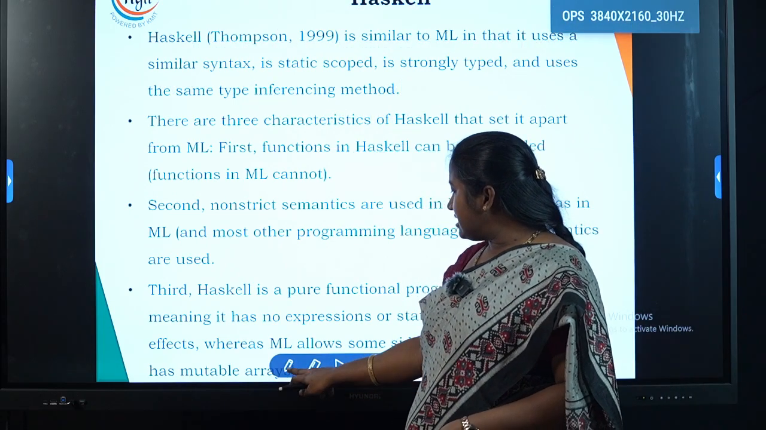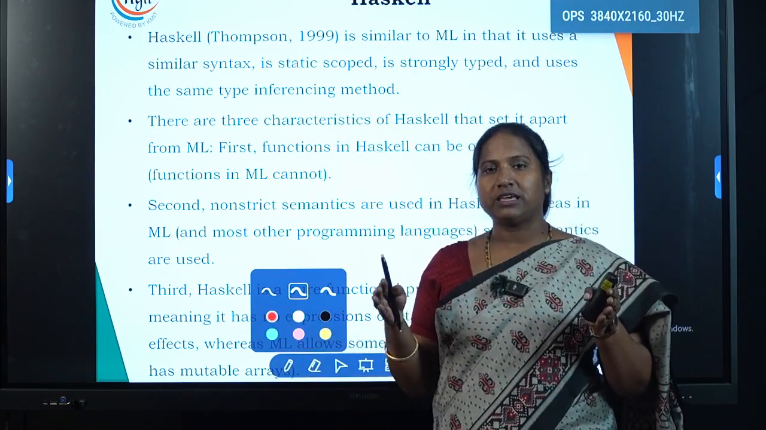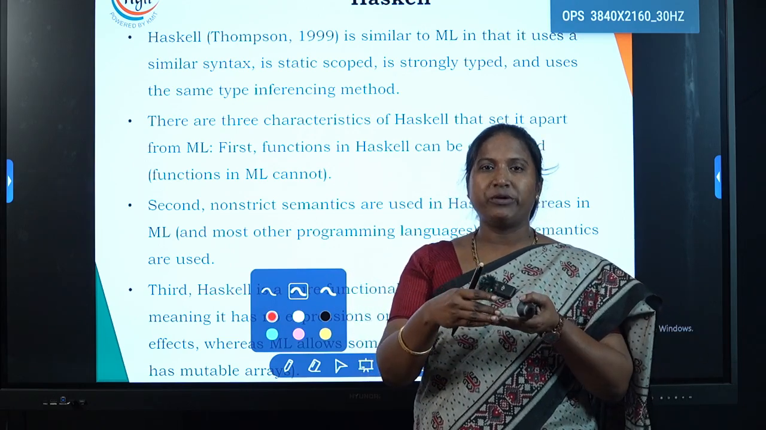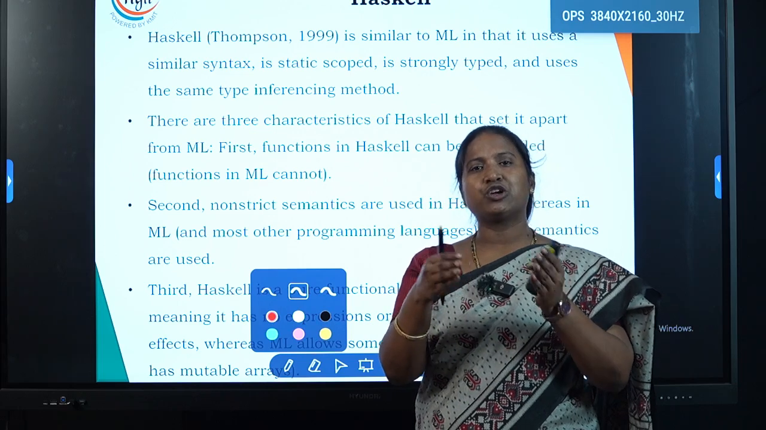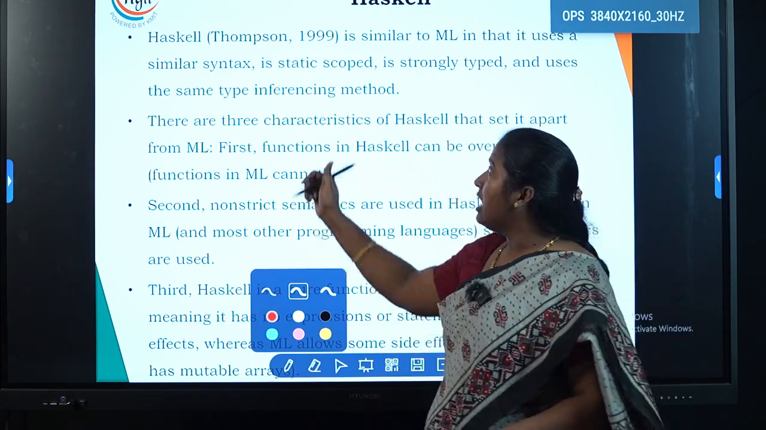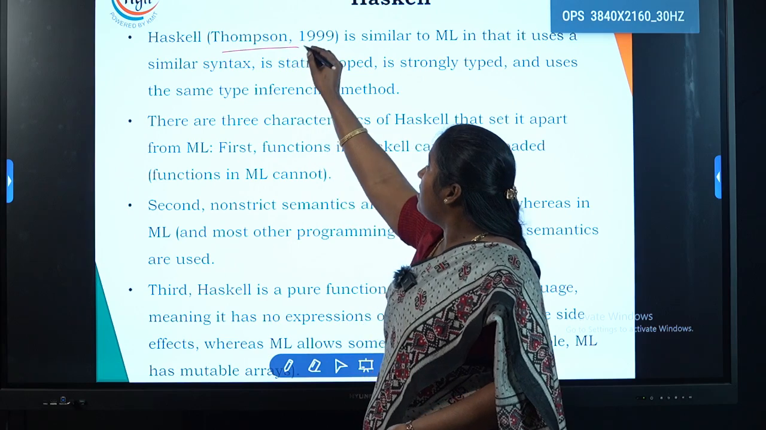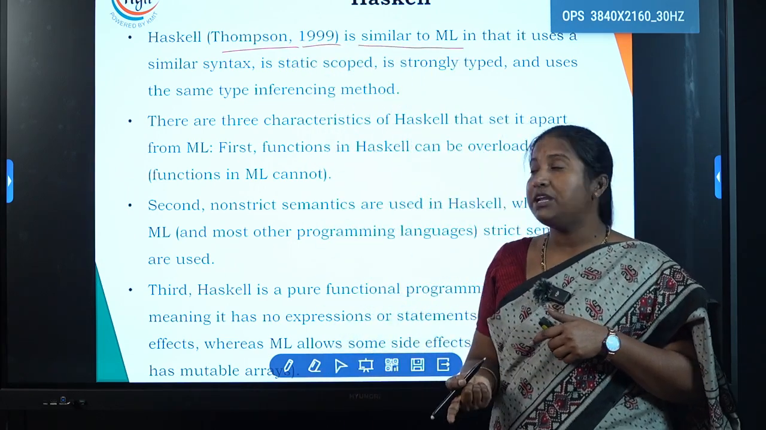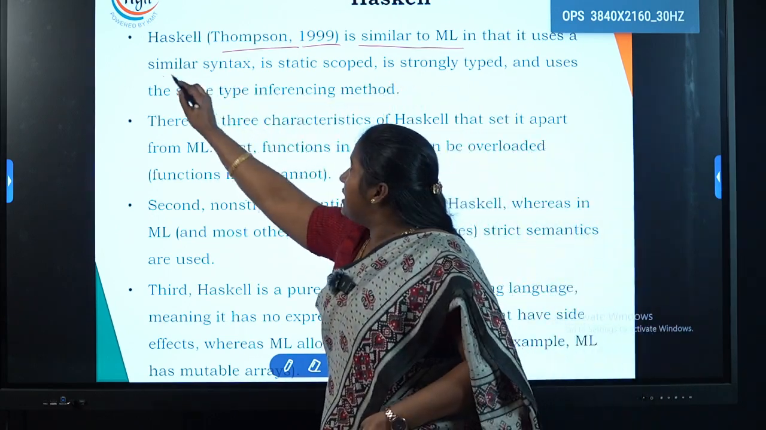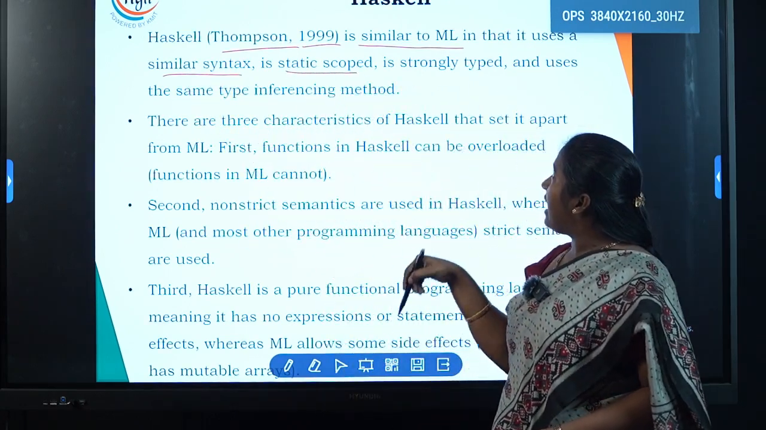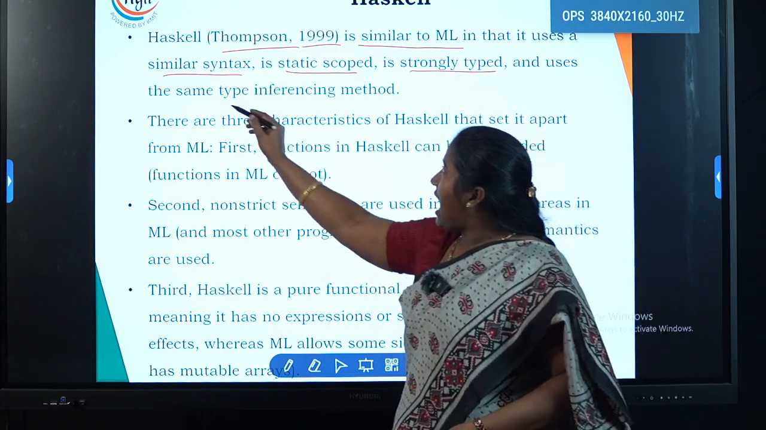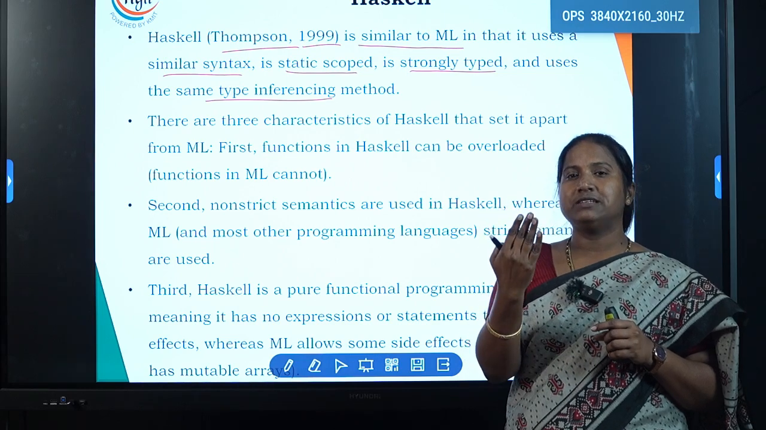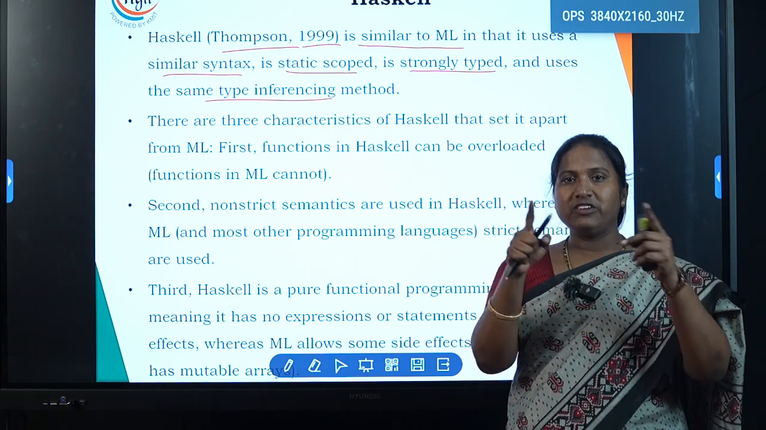The best comparison of similarity is between Haskell and ML. Whatever we discussed in the previous video for ML, that it is a static scoped language, a strongly typed language, all those are common parameters even for Haskell. Haskell was introduced by Thompson in 1999. It is similar to ML. In which aspect is it similar to ML? It uses a similar syntax, it is a static scoped language, it is a strongly typed language, and it has the same type inferencing. In these four parameters, you can compare Haskell with ML.